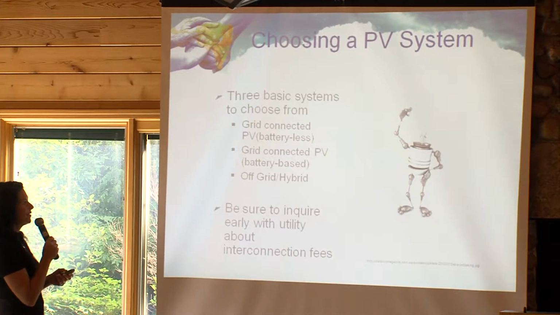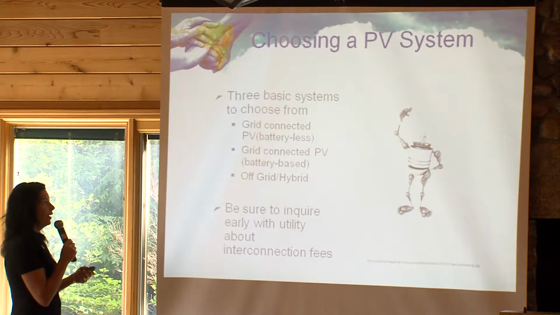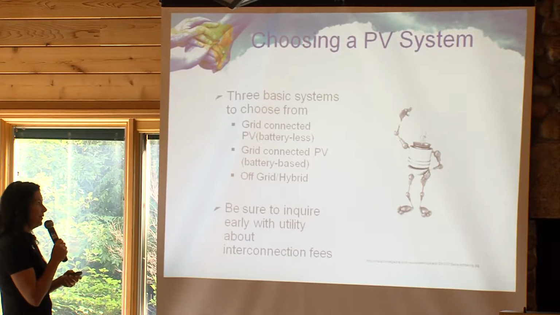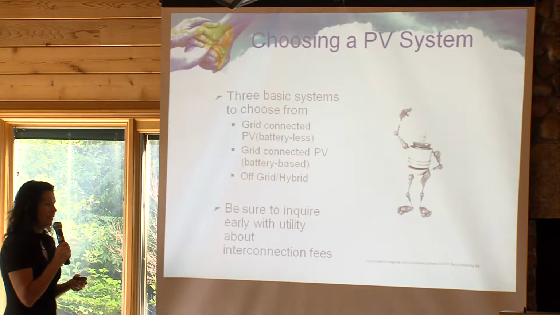So how do we choose a PV system that's right for our site? There's 3 basic systems to choose from, which we've covered: grid connected, PV, and off-grid hybrid. But be sure to inquire early with your utility about interconnection fees.